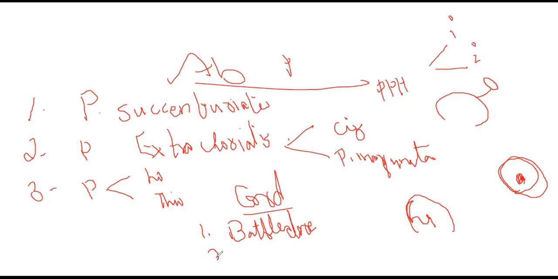Second condition is velamentous placenta. The cord attached to the margin of the placenta is known as battledore placenta. And what is velamentous placenta? The cord is attached to the membranes. Here it is attached to the margin of the placenta, whereas in velamentous it is attached to the membrane. Okay, what is vasa previa?